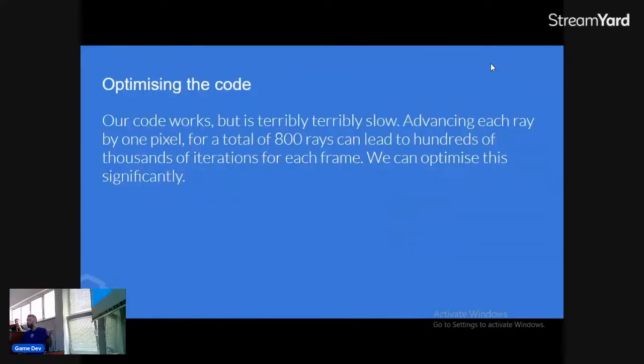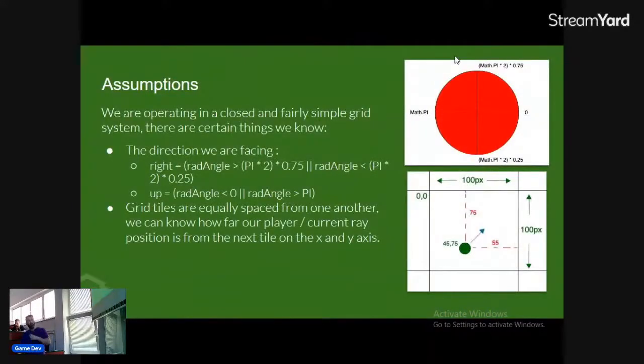Okay, now our code works, but it's awful. All right, why is it awful? Because we are incrementing our ray by 1 pixel for every single ray, and we're firing 800 rays. So these are hundreds of thousands of iterations, which will make this game crash an old system and run very, very slowly on our current system. So don't do this. This is just so it's simplified. So there are ways of optimizing this and actually reducing the number of iterations drastically.